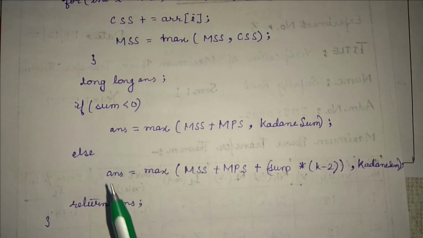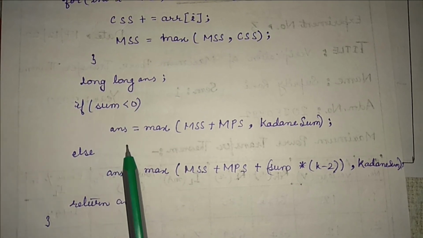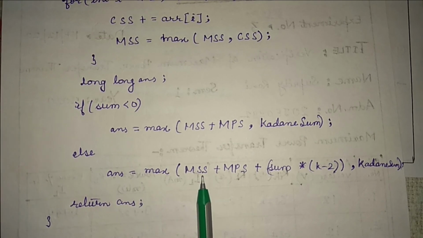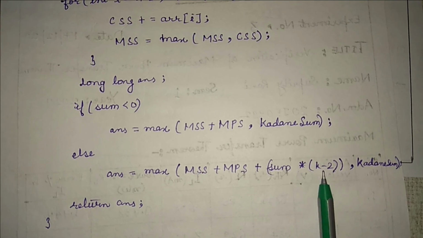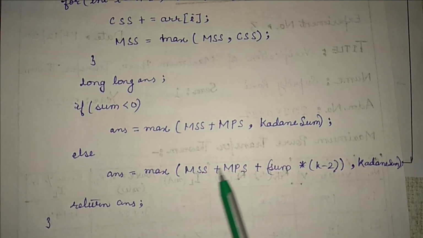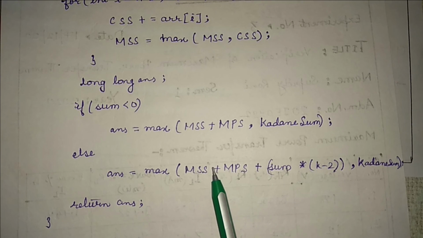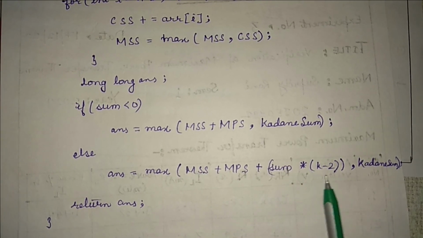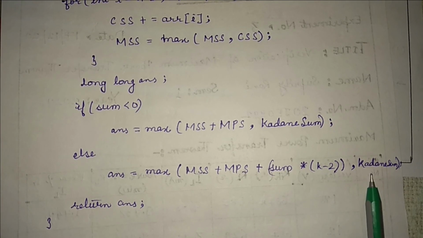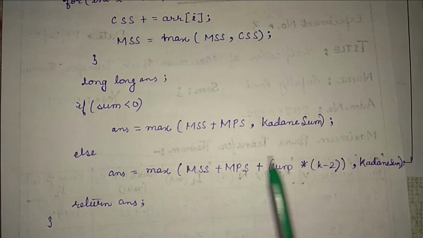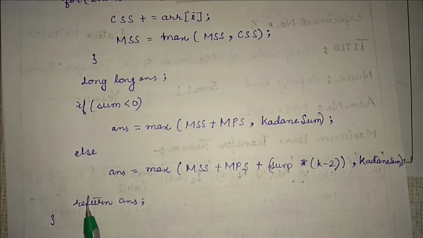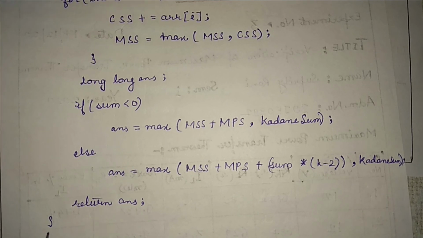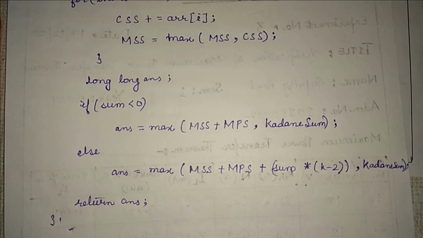If sum is not less than 0, if sum is greater than or equal to 0, our answer will be maximum suffix sum plus maximum prefix sum plus sum into k minus 2. Why k minus 2? Because we have already taken two arrays for calculating the maximum suffix sum and maximum prefix sum, and then sum into k minus 2, and Kadane sum can also be the maximum. Whichever is the maximum, I will just put that value in our answer, and I'll return that answer to our problem, and that's it.